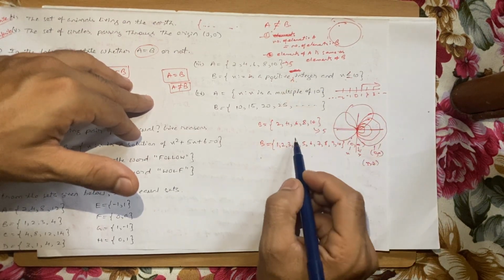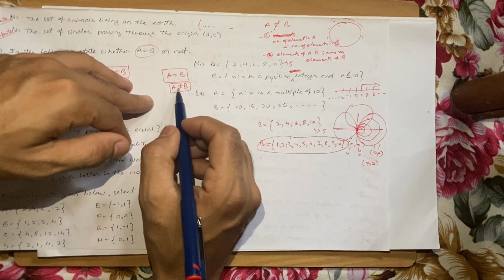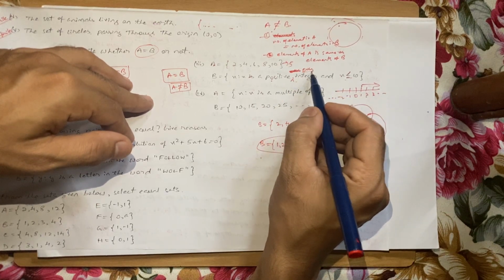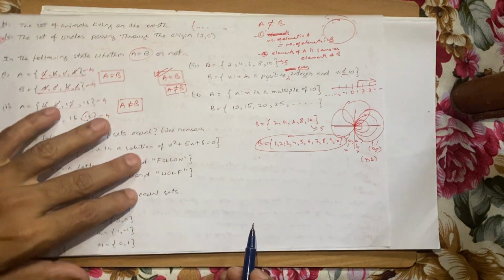If this even is not there, then set B will look like this, which is not the same as set A. In that case, set A is not equal to set B, but there is an even, as far as I can recall. There is an even that I have missed. So set A is equal to set B. This is the correct answer according to your book.